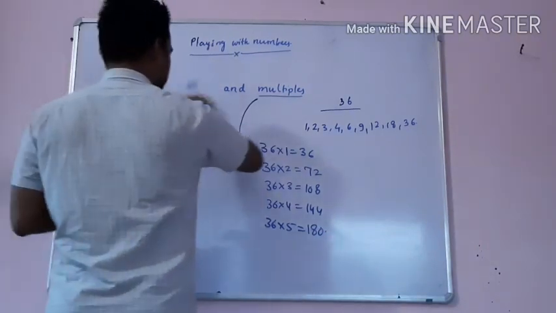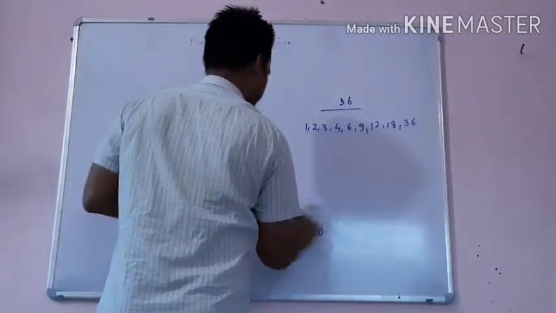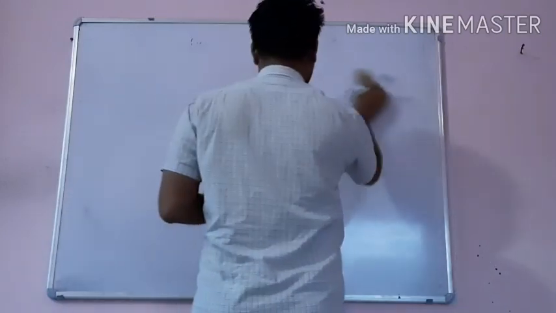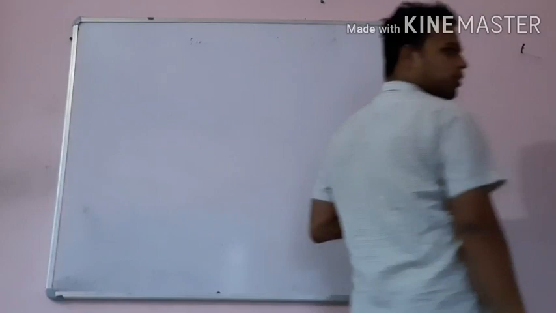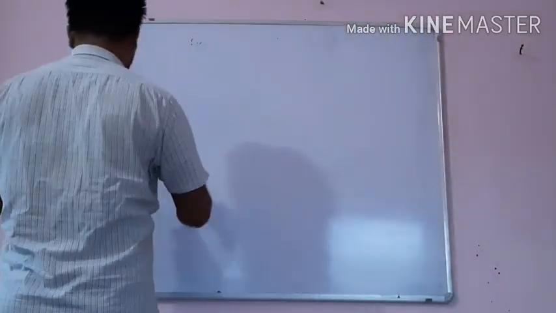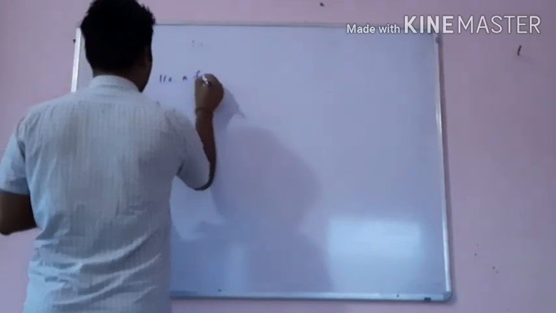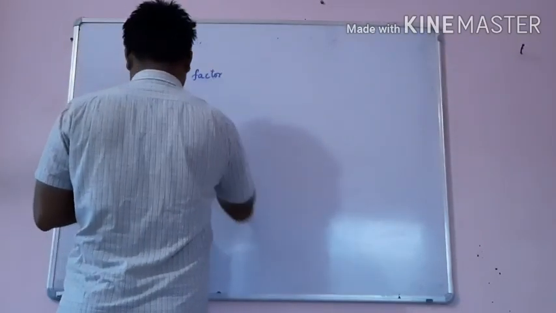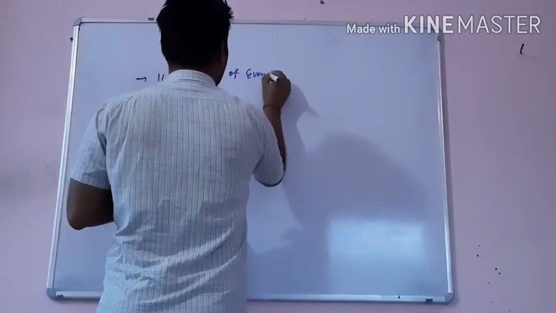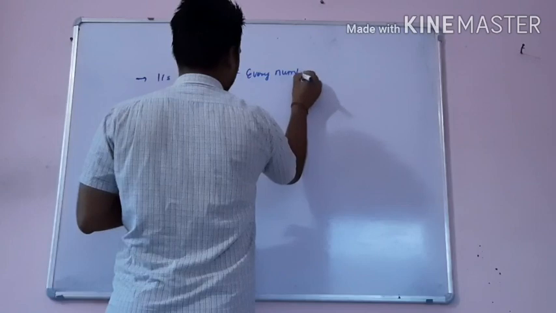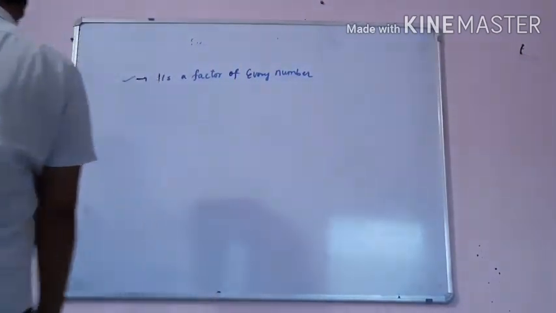points about factors and multiples. What are some important statements regarding factors and multiples? First, one is a factor of every number. We have already discussed this statement.